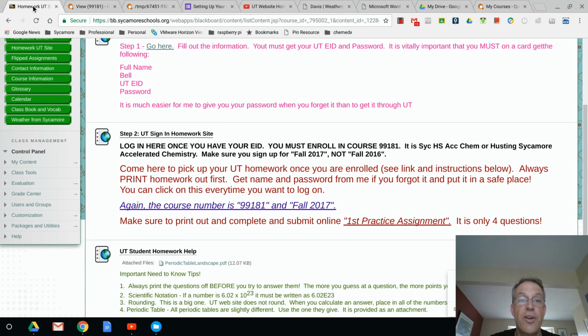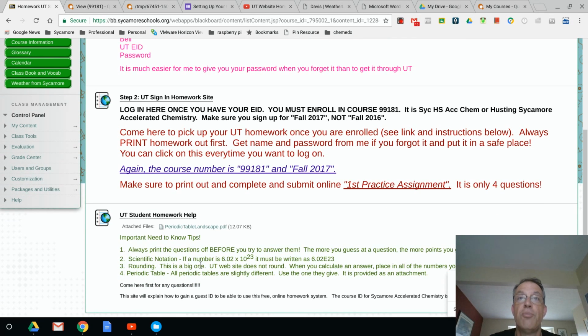Here are some very, very, very valuable tips. Make sure to read these. Most people don't ever do that. Number 1, print out this periodic table. This is the one you'll use. These are the numbers you'll use for the problems on this website. Always print the questions before you're going to answer them.